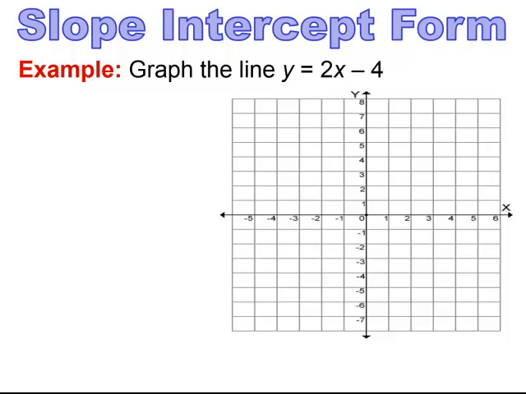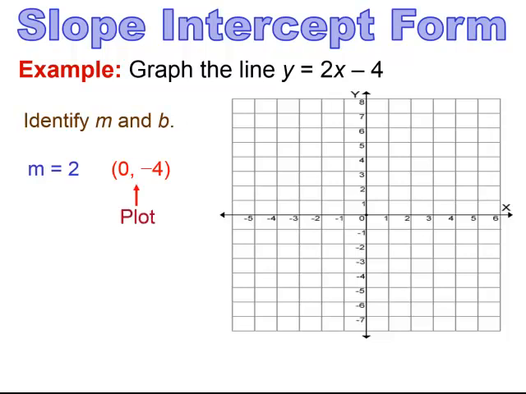So when you're asked to graph the equation of a line, and it's in slope-intercept form, you need to identify the slope and the intercept. And once you have the slope and the intercept, you plot the intercept, and you use the slope to find the second point. So identify your slope, which is 2, and your intercept, or your b value, is -4. So the intercept point would be (0, -4).